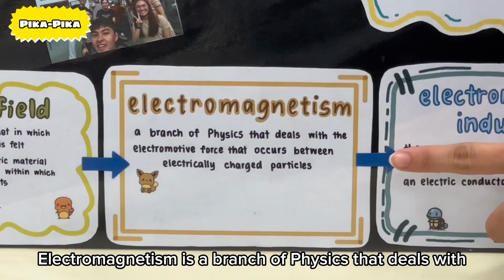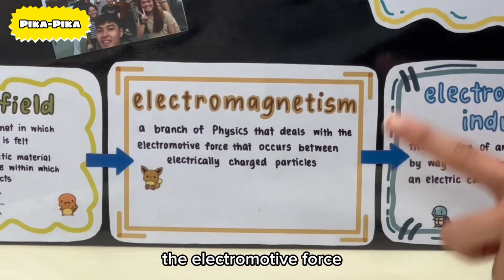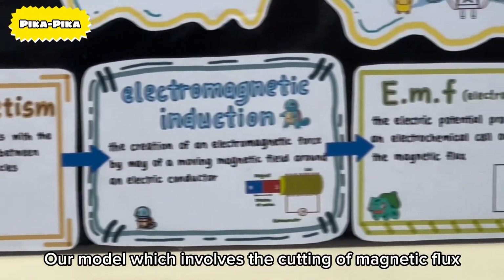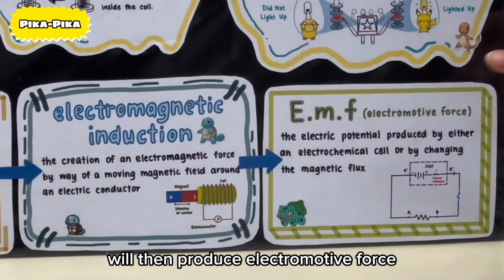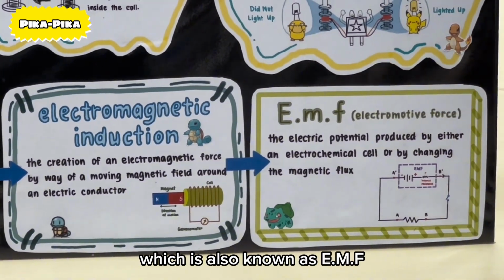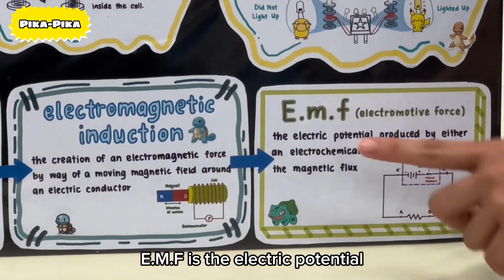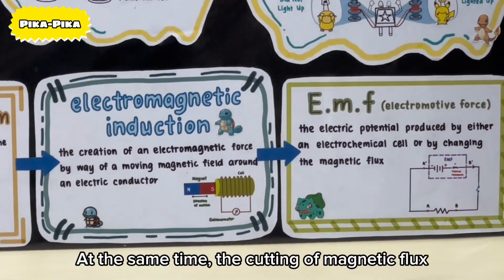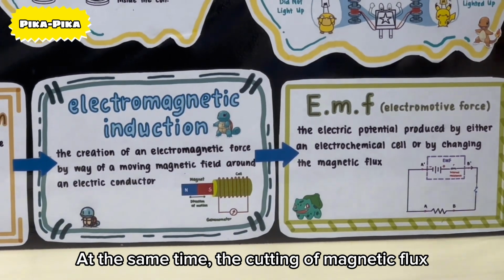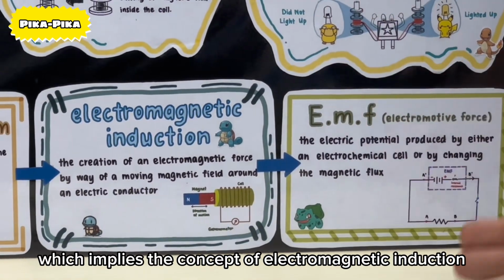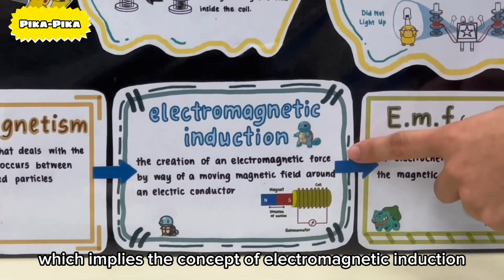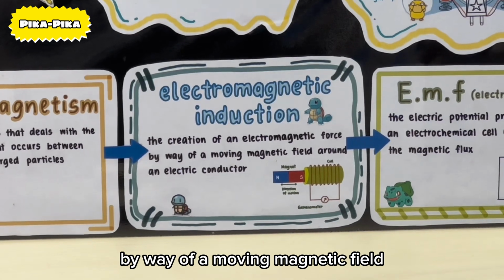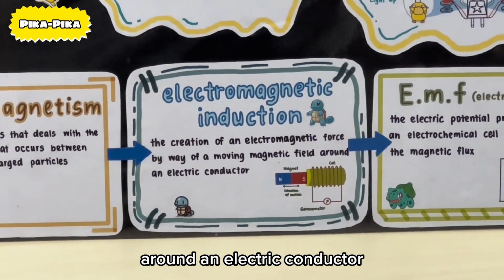Electromagnetism is a branch of physics that deals with the electromotive force that occurs between electrically charged particles. Our model, which involves the cutting of magnetic flux, will then produce electromotive force, which is also known as EMF. EMF is the electric potential produced by an electrochemical cell. At the same time, the cutting of magnetic flux will produce current, which implies the concept of electromagnetic induction. Electromagnetic induction is the creation of an electromagnetic force by way of a moving magnetic field around an electric conductor.